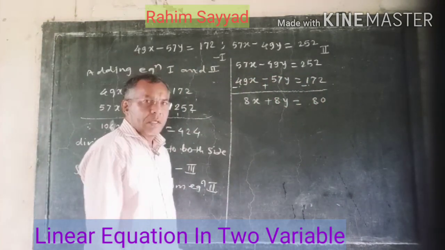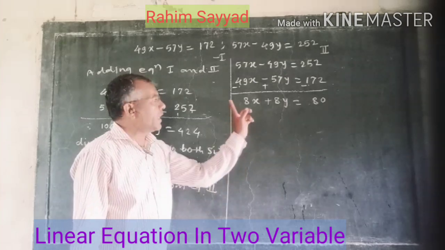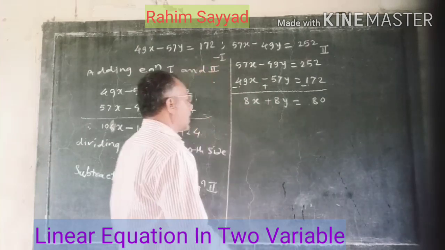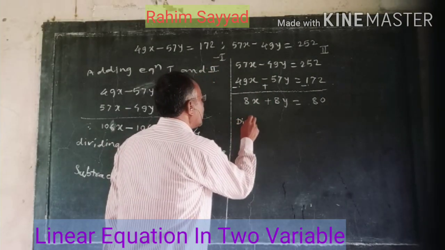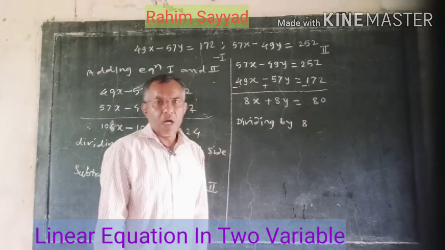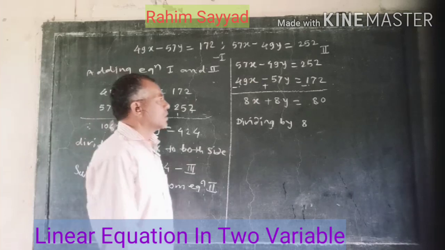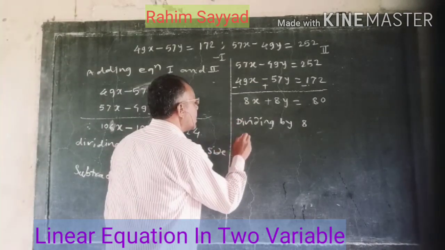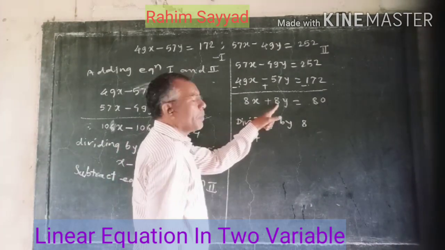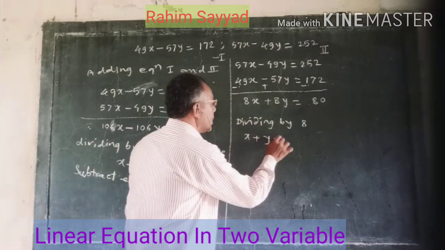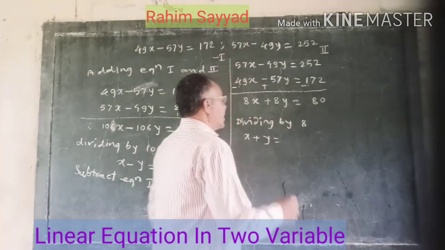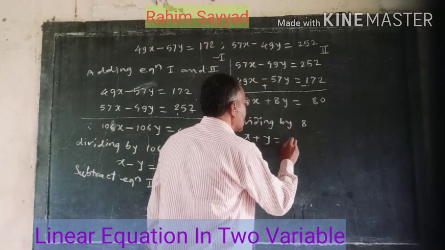Now boys, here we will take 8 common, 8, 8, 8. That is dividing by 8. I will write here dividing by 8. After dividing by 8, you will get a new equation, that is x, 8 by 8 is 1, plus 8 by 8 is 1, that is y, is equal to 80 by 8, that is 10.